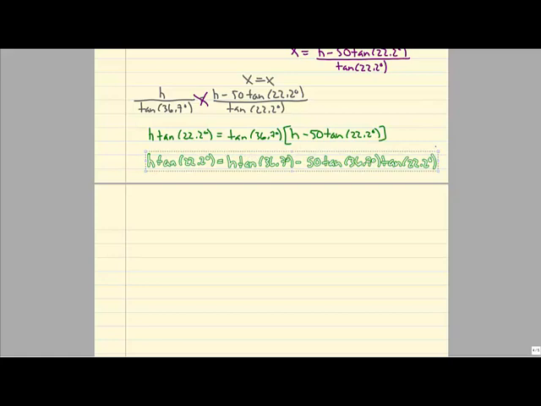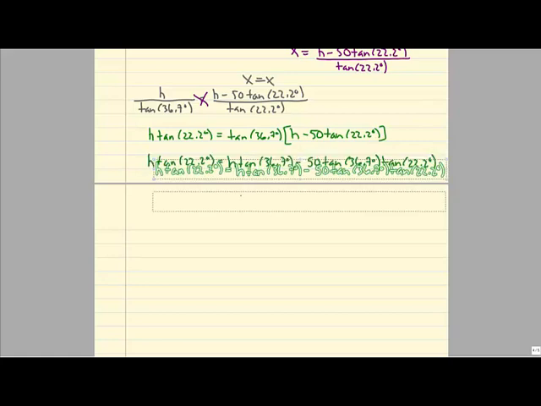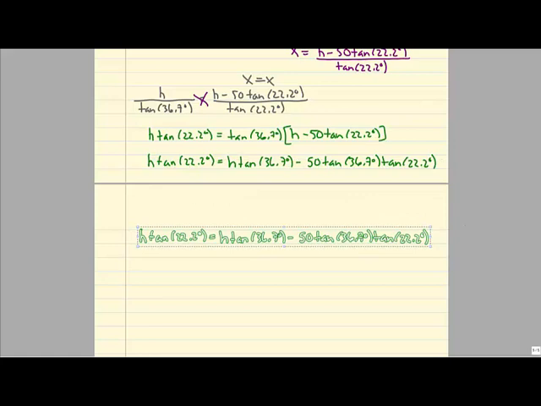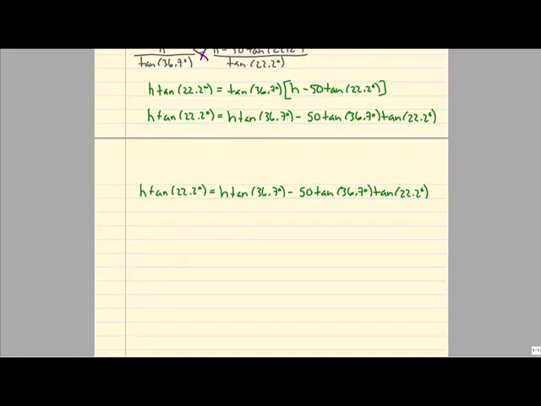We'll start at the same spot on the next page. And so what I'll want to do is move this tangent across. So I'm going to subtract h tangent 36.7 degrees, because I want all my h's on one side. Now I can't combine these angles in any way. The 22.2 and the 36.7, I don't subtract those. I'm subtracting the entire expression.